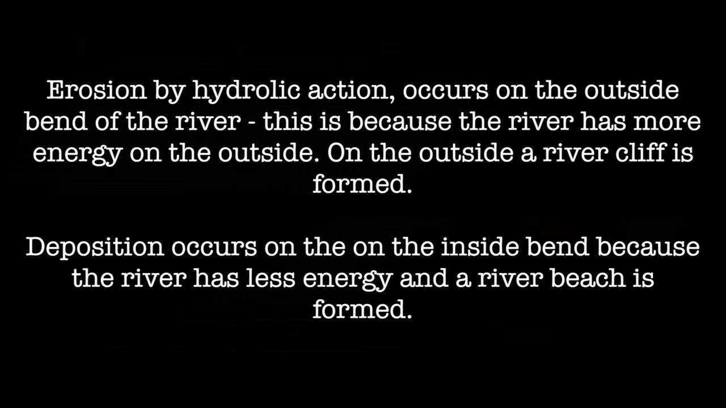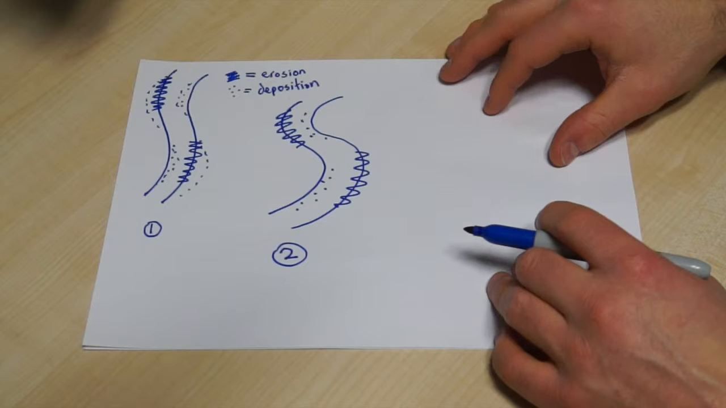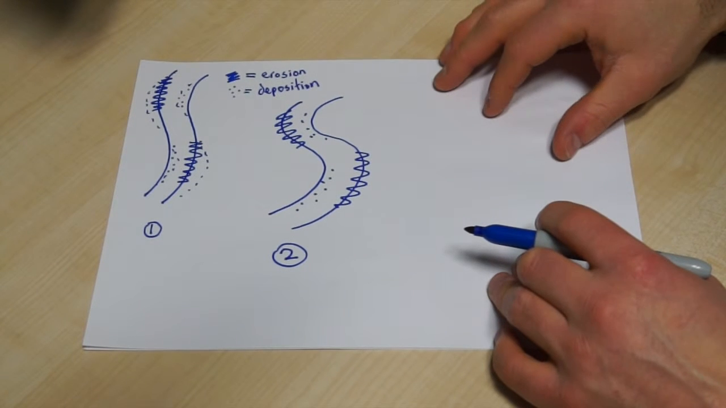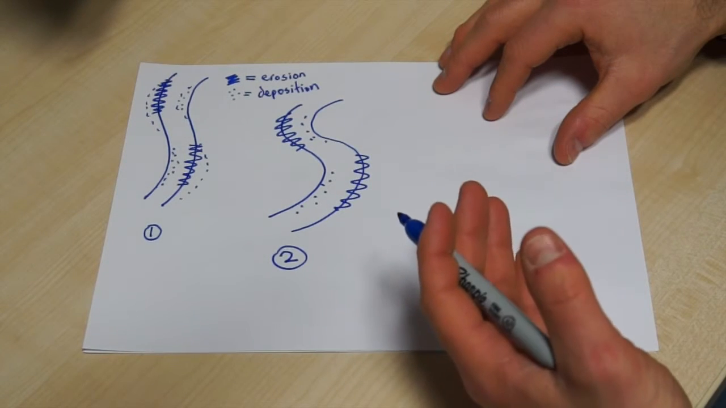The other thing we also want to add to that is deposition occurs on the inside bend because the river has less energy. On the inside bend, a river beach or a slip-off slope is formed. The second diagram, we then add another simplified sentence. Over time, the process repeats and the meander gets more sinuous. So those 3 sentences we've just written there is enough for a formation of a meander.